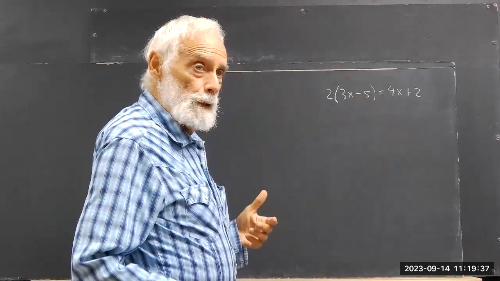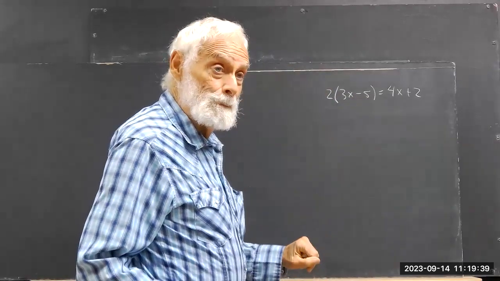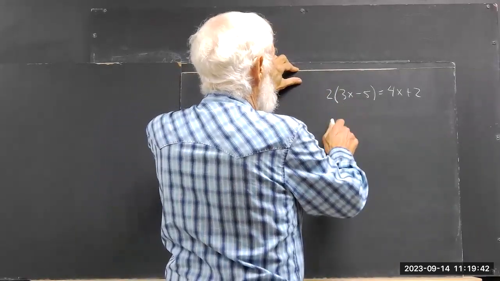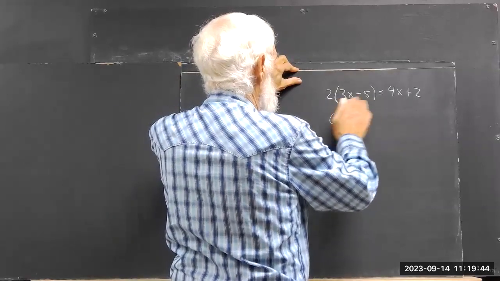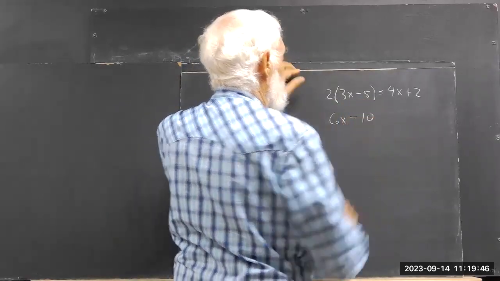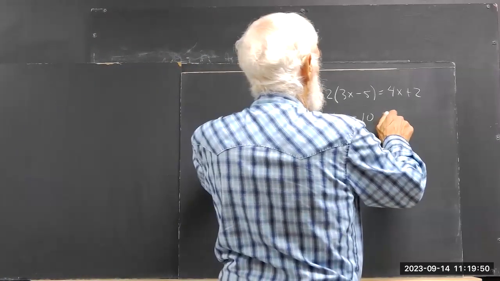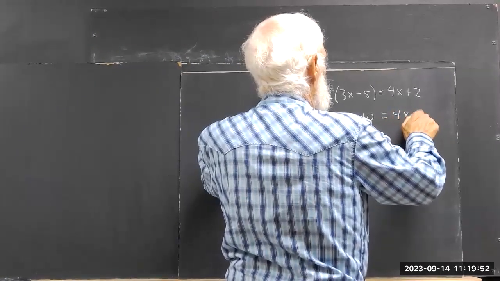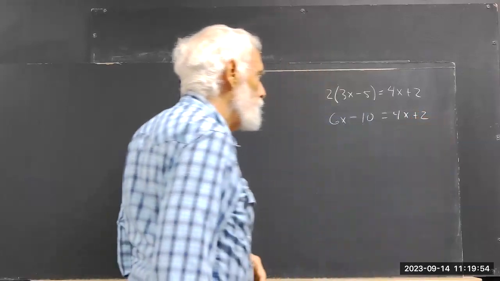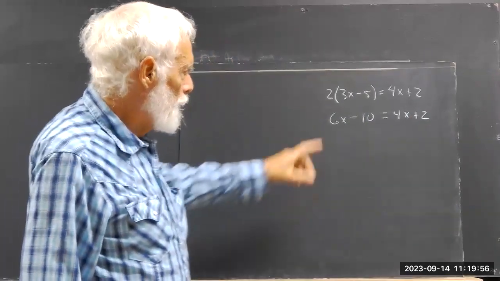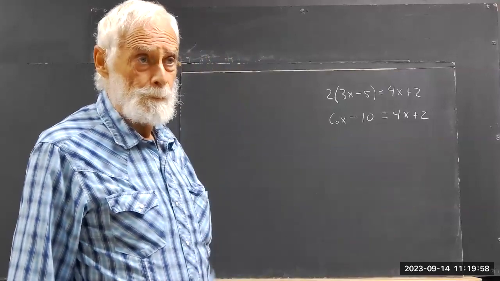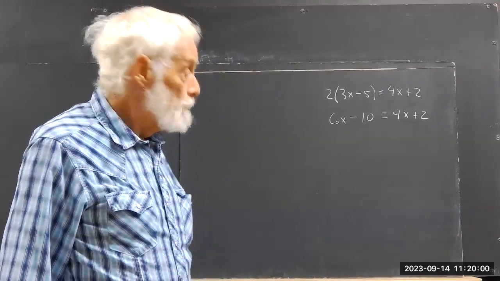Well, I think everybody is okay with the distributive law. We just multiply 2 by 3x to get 6x, and then 2 times minus 5, which is minus 10, right? And now that's equal to 4x plus 2. And I think everybody got that step. Okay, so that's a good start.